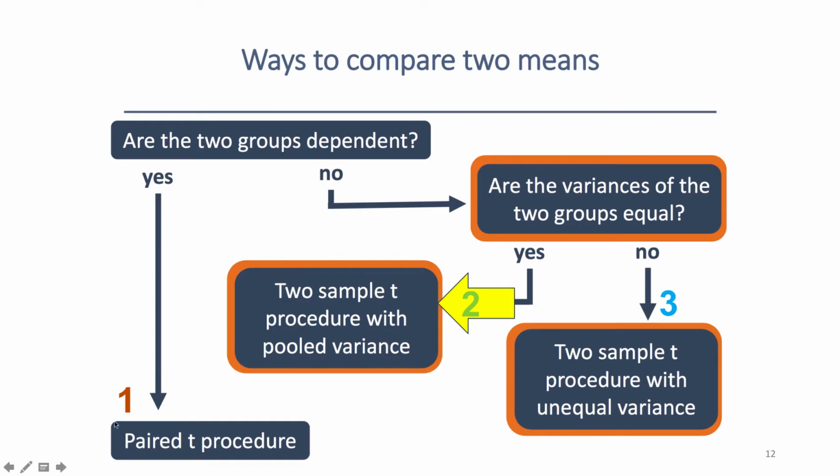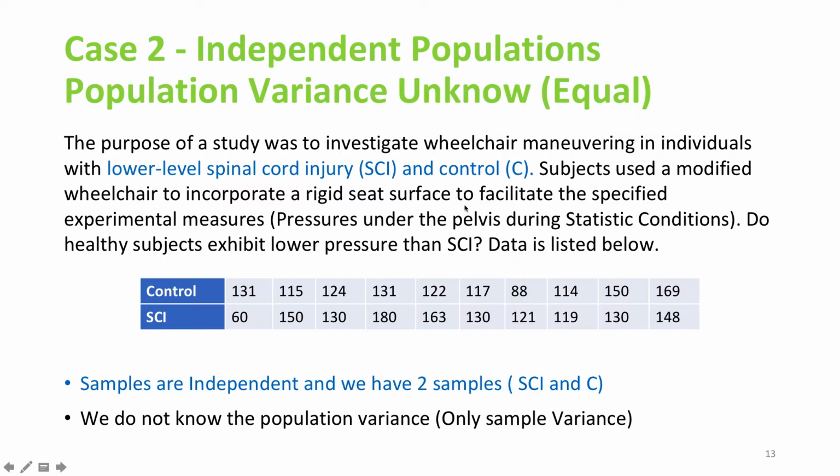Now, before, the picture, this one is yellow, that means we're doing the two sample t-test with pooled variance. That means the variance is equal. So read this problem, and after reading it, you will realize there's control and there is SCI, and the samples are independent. So we have two samples, and we do not know the population variance, only the sample variance.